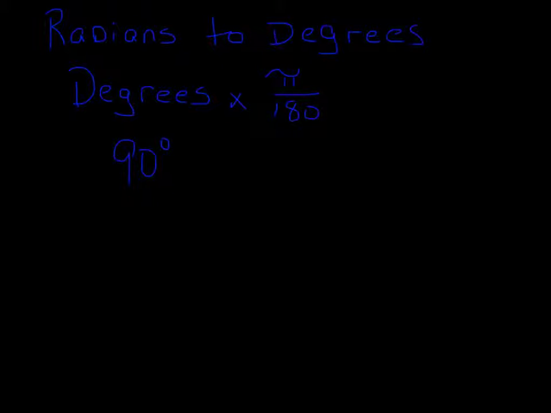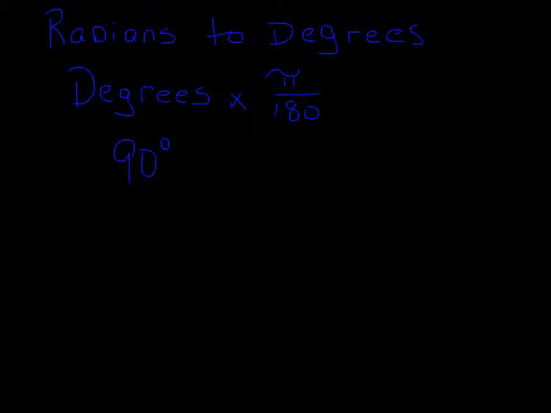So one way to remember this, degrees won't have pi in their answer. Well, they could, but generally they don't. Radians will have pi in their answer. So when we convert degrees to radians, we need to get that pi. So that's why in this process we multiply by pi over 180. That will leave pi in our answer.